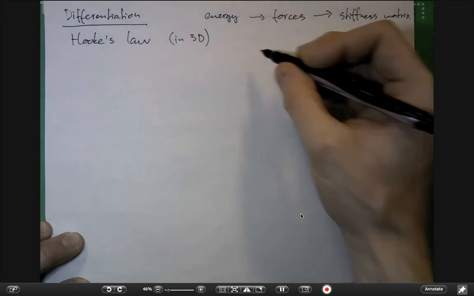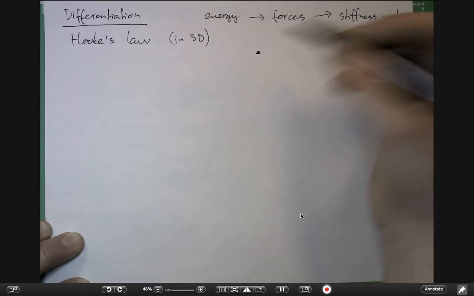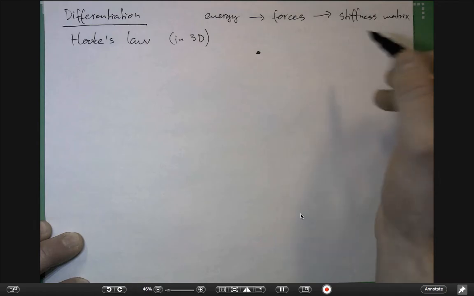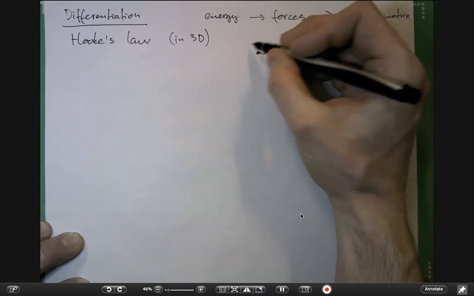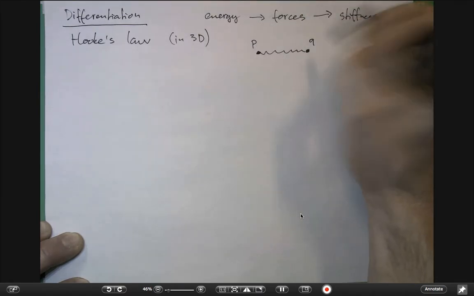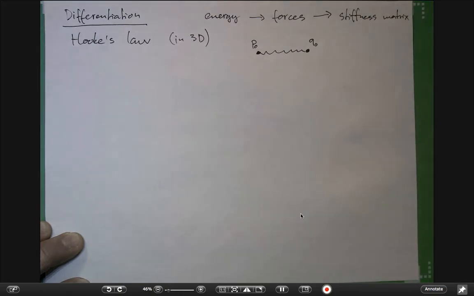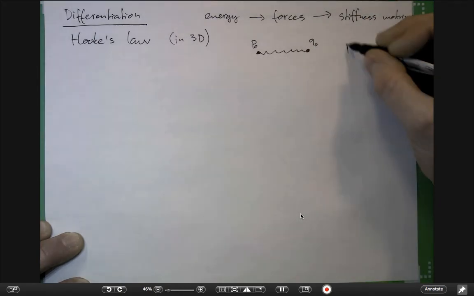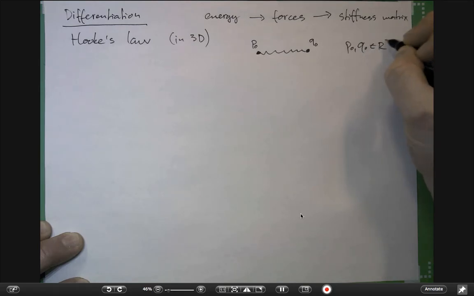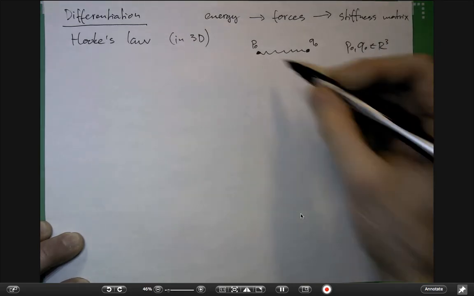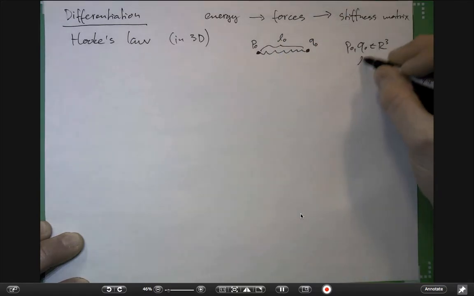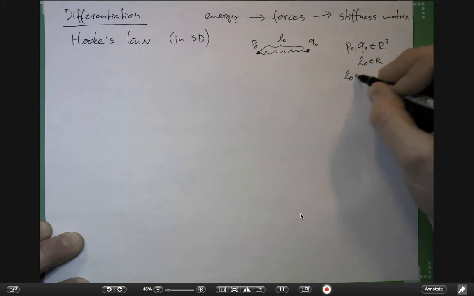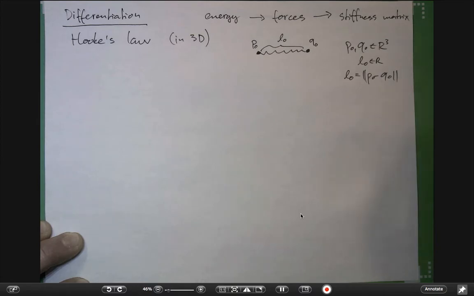So what is Hooke's law about? Hooke's law tells us what is the energy of a spring. Let's say I have a spring, so I have two particles, let's call them P and Q. At their rest pose, that's where they start, they are P0 and Q0. These P0 and Q0 are just three-dimensional vectors. The rest length of the spring is L0. L0 is just a scalar, and L0 is the norm of P0 minus Q0, nothing special going on here. And this is a spring.